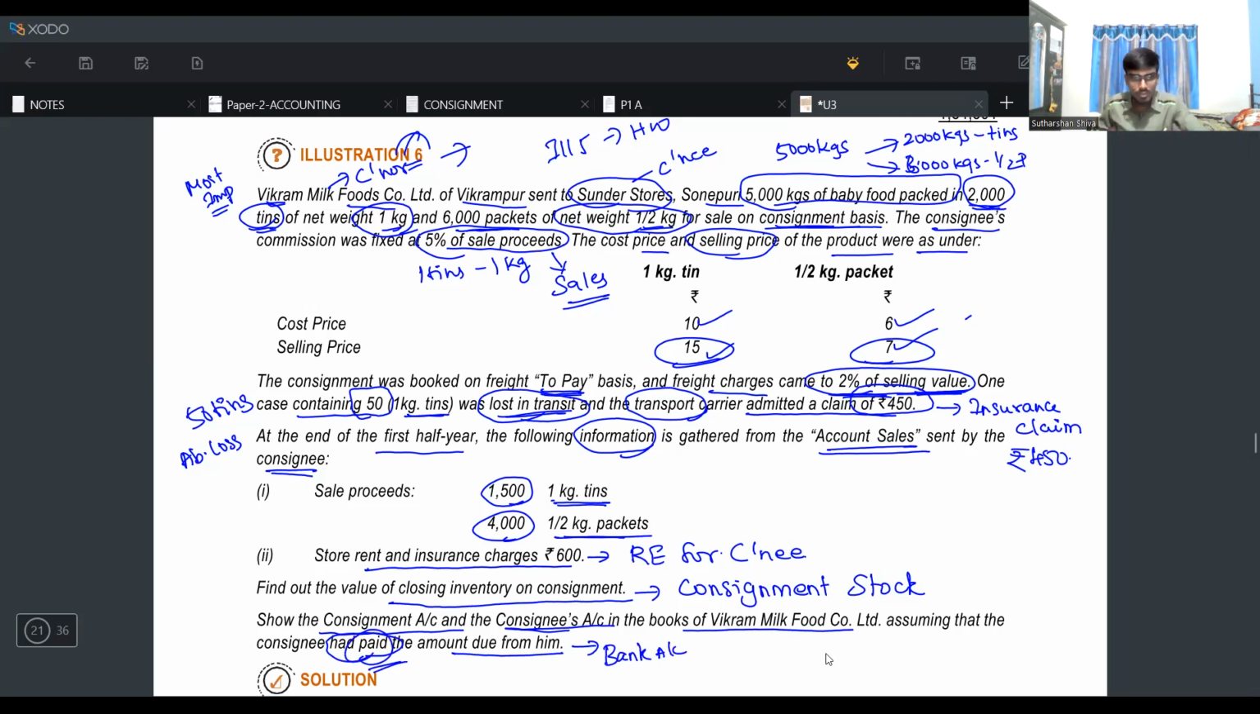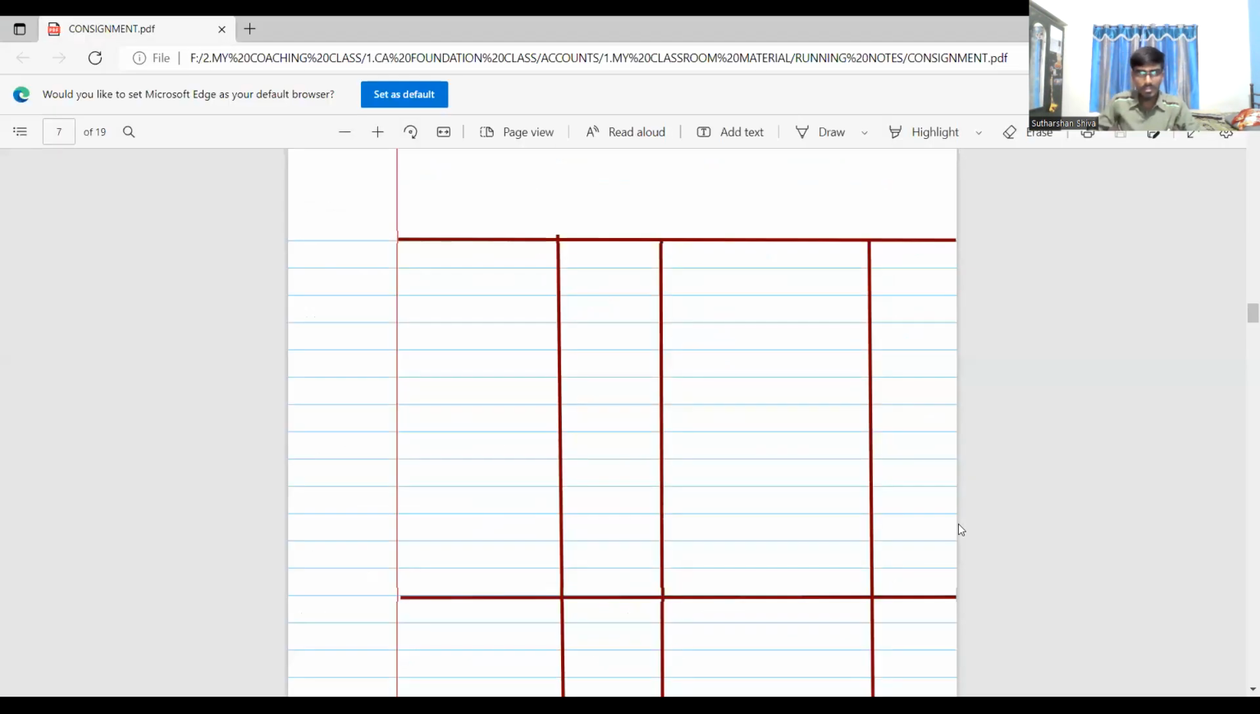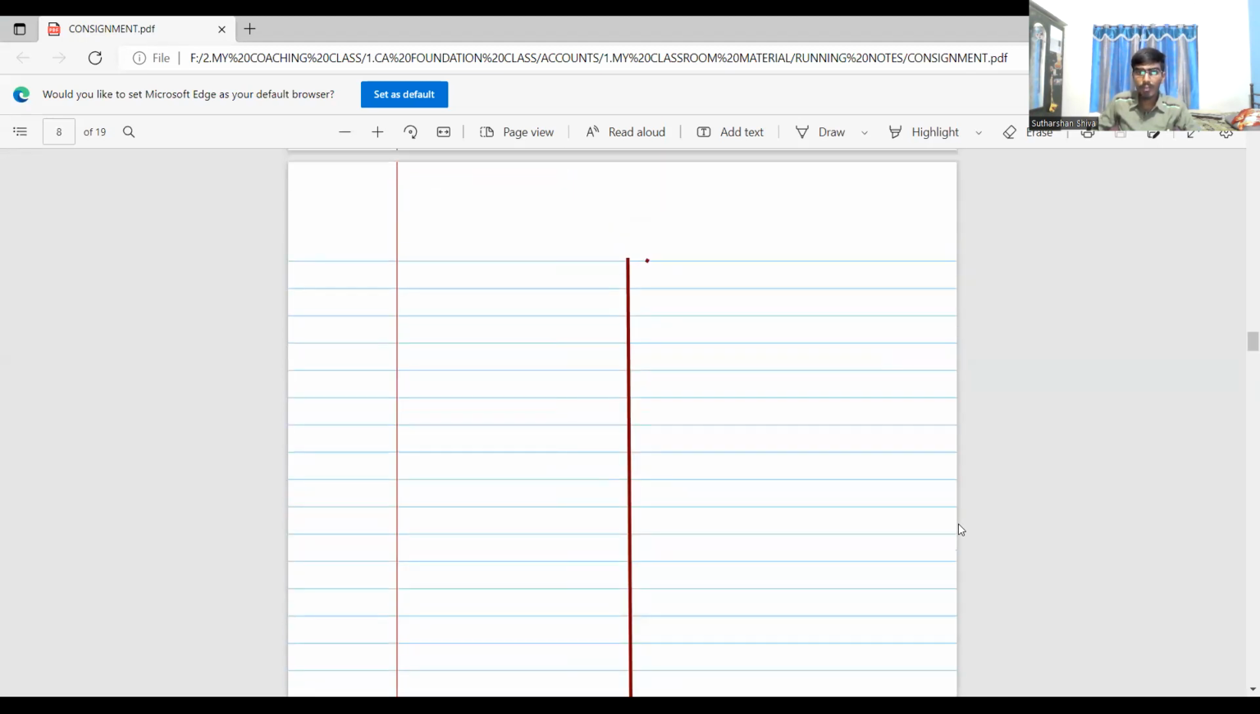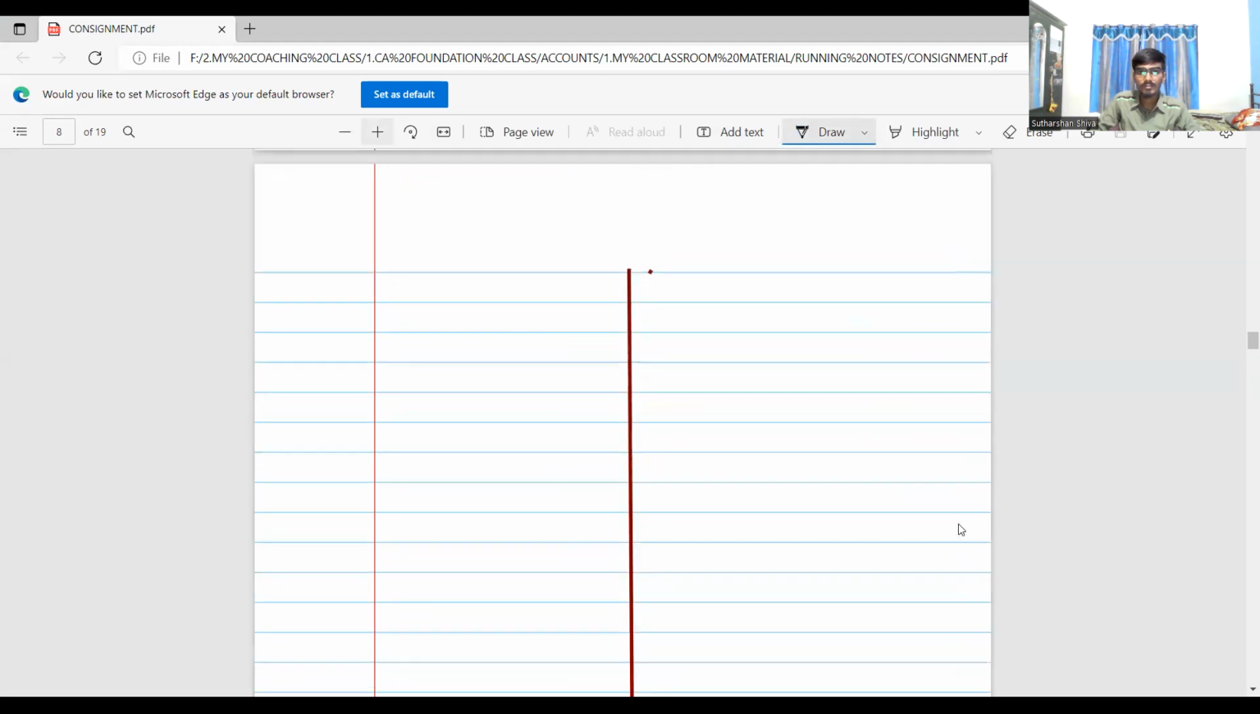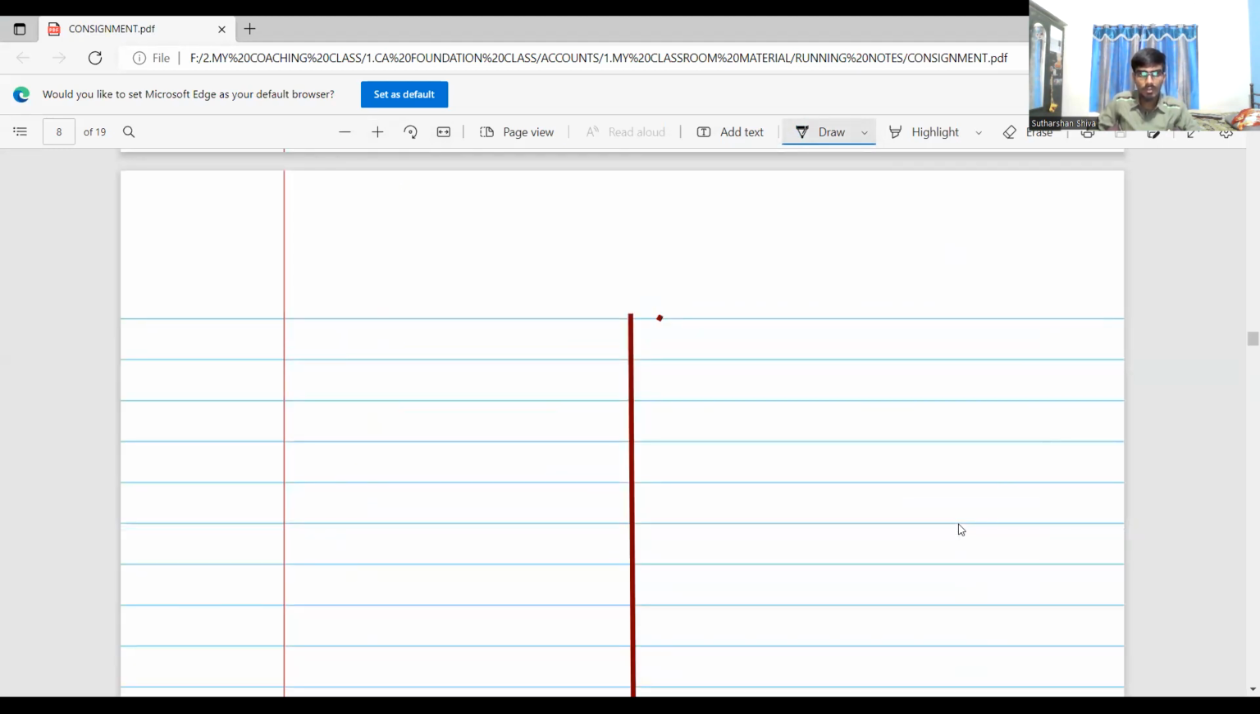Now we are going to solve the sum. I hope the screen is visible to you now. First, we are going to prepare a working note. Listen to it. Our working note number 1 is calculation of GSC.